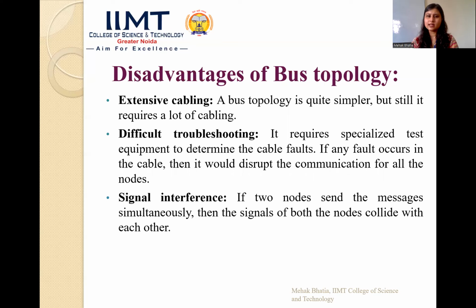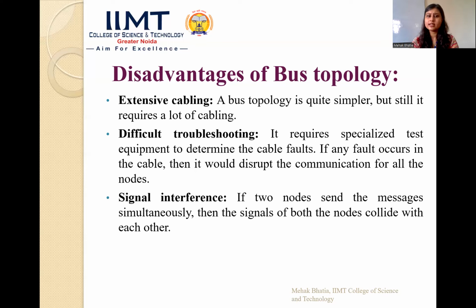Now, what does this disadvantage mean? Let's suppose there is a fault in the cable itself, then the whole network will get disrupted. The communication in the whole network will get disrupted. So this is a problem in the bus network, that if there is a fault in the cable, then to determine that fault is difficult, and that would lead to the disruption in the whole network.